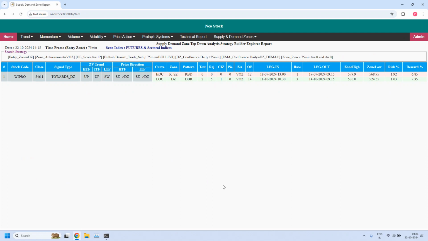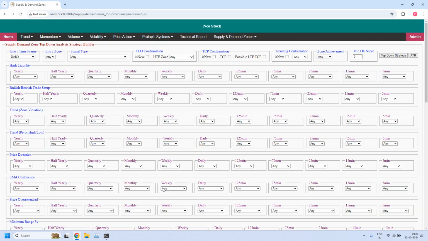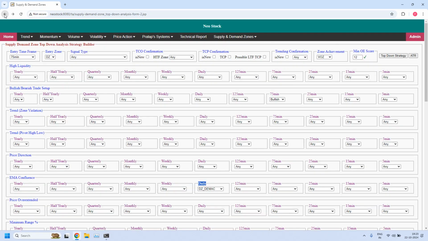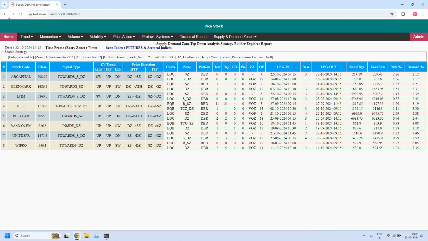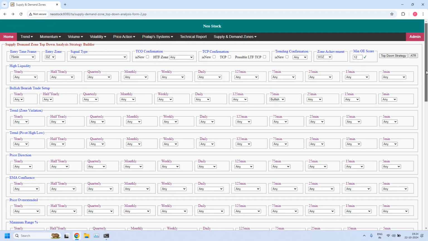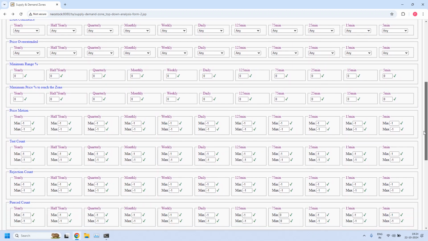Okay, next let us look for LTF, ITF, HTF confluence. I am removing this EMA filter. Without EMA, we got how many? 8 stocks. Okay, these are all LTF, ITF confluence. Now from these 8, how many are having HTF confluence? Let's verify.